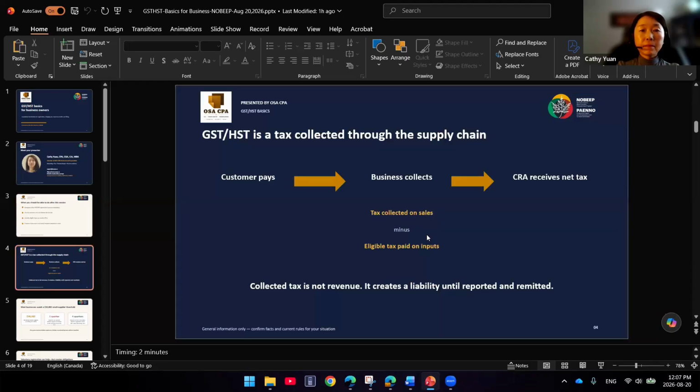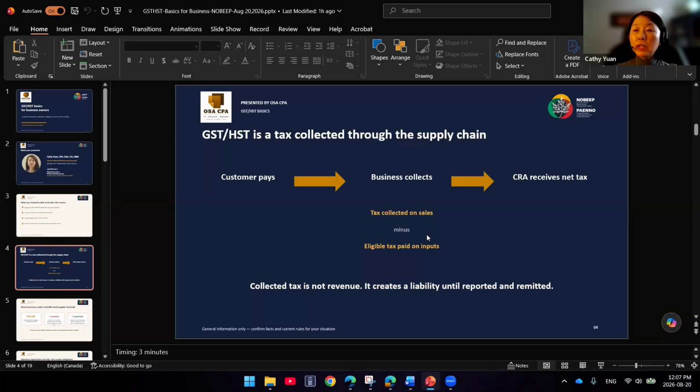GST/HST is a tax collected through the supply chain. It's different from other taxes. For example, we have personal income tax or corporation income tax, and all of those taxes are based on income. You have income, you have expenses, then you get the profit. Based on the profit, you have to pay tax or carry forward the loss.